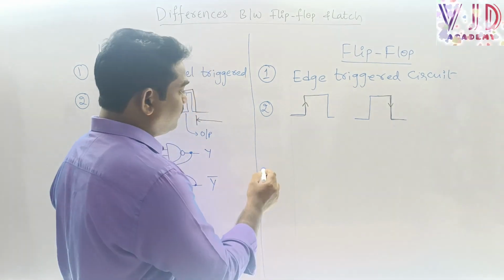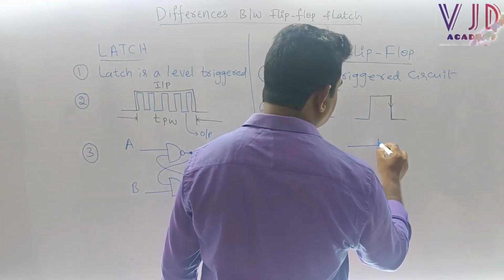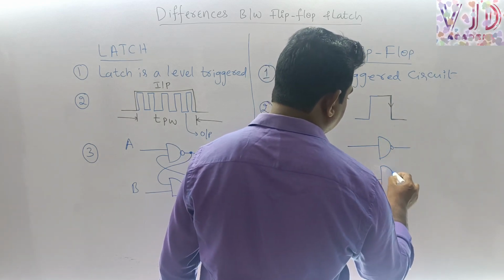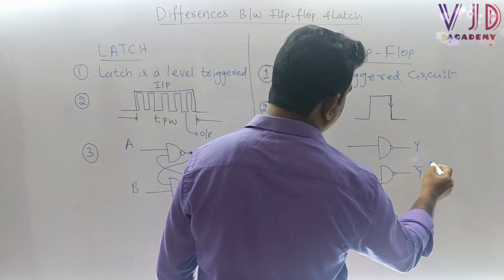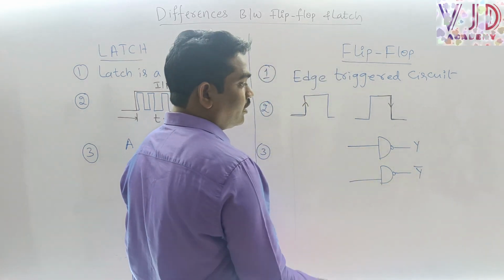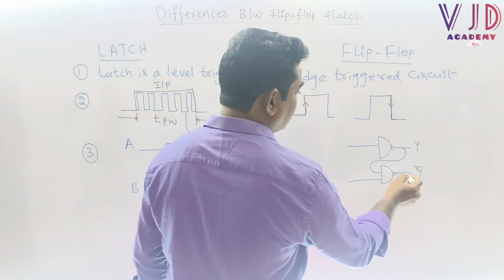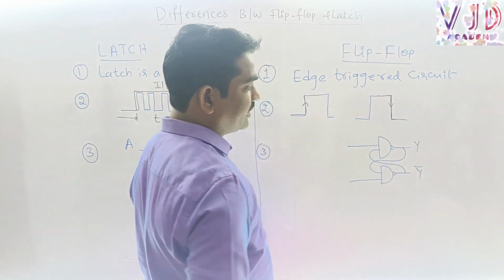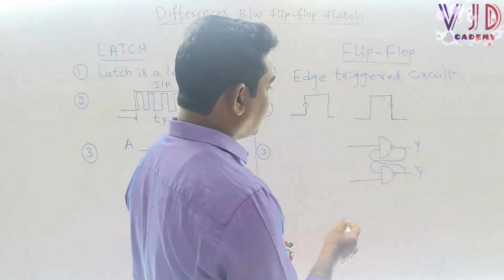And what is a flip-flop? Third one, here also I would like to implement one NAND gate, and another NAND gate here. This is Y, and this is Y bar. Both are always opposite outputs. This output will be connected here, and this output will be connected over here. This is the same implementation as a latch. But what is the basic difference between latch and flip-flop?